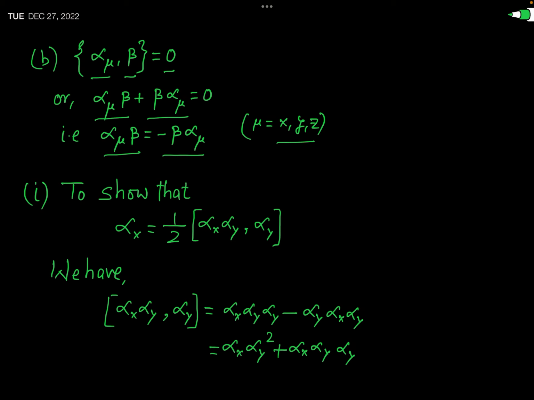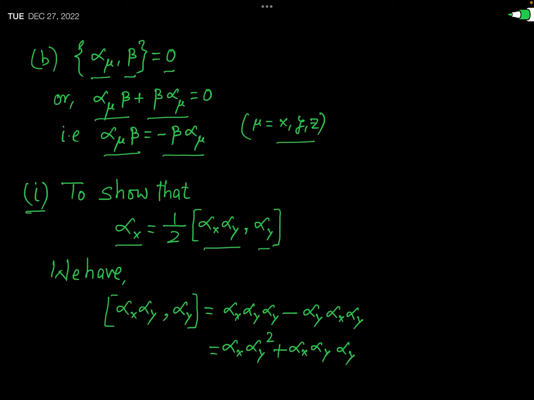In the first part, as I mentioned earlier, we have to show that the matrix alpha x is equal to 1 over 2 commutator of alpha x alpha y with alpha y. This result we have to prove. Using the properties of Dirac matrices, this problem can be solved very easily. This is a very simple problem, but it is of great importance for your examination purpose. Let us start with the RHS. I have not written 1 by 2 here; that will come after calculation.